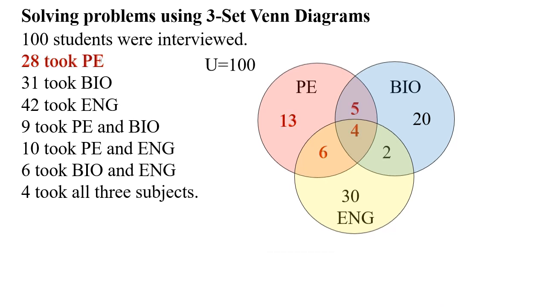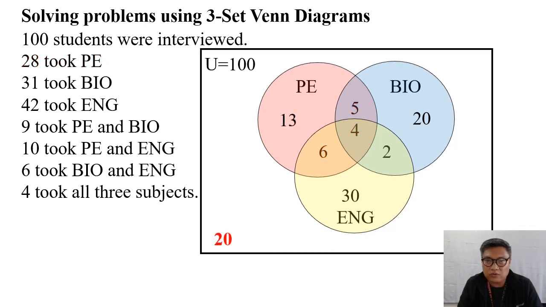So if we're going to add 13 plus 5 plus 20 plus 4 plus 2 plus 6 plus 30, this only equals 80. But since there is a total of 100, we have here the 20, indicating that these are the numbers of students, part of the 100. However, they don't have any of these three subjects.